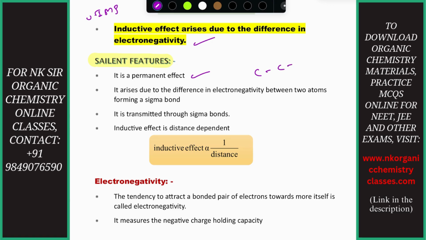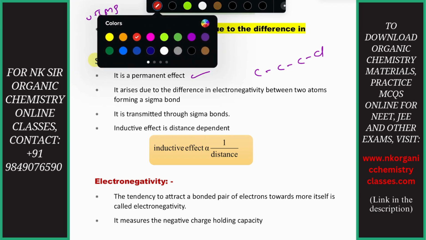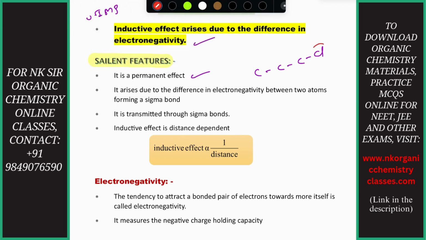Now for example, I am taking one compound like this, and in this one, tell me which is the more electronegative element? Yes, it is the halogen, that is chlorine. Due to its high electronegativity, what happens? Electrons will displace towards chlorine. After displacing, they will not come back again. That is the reason why it is called a permanent effect.